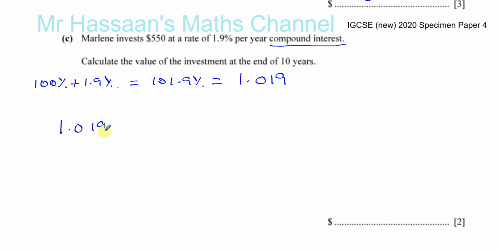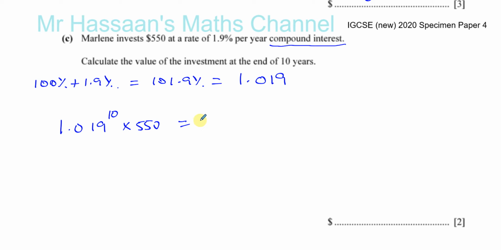So 1.019 multiplied by 550 will increase 550 by 1.9%. But that will only be one time. We have to do it altogether 10 times. So basically this is going to get multiplied by 1.019, and then that answer is going to get multiplied by 1.019 again, for 10 times. Now, of course, we're not going to be doing that manually, but what you can understand is that you'll end up with this multiplied 10 times by 550. So it's the same as writing 1.019 to the power of 10 times 550, and that will give you the new value.